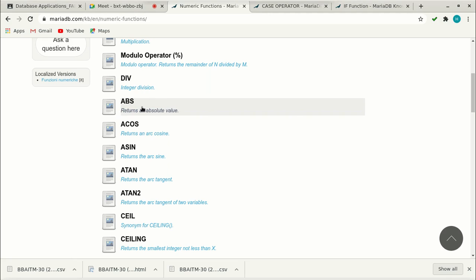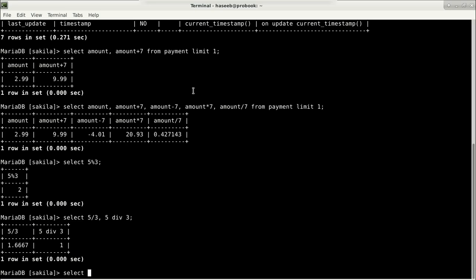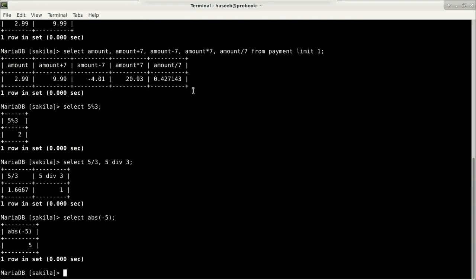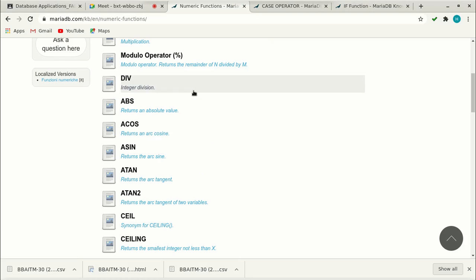Absolute value only returns the positive answer. So even if the answer is negative, it converts it into a positive and returns the positive value. So select ABS of minus 5 will return 5. It will convert any negative value to a positive value, and it will leave the positive value as it is.